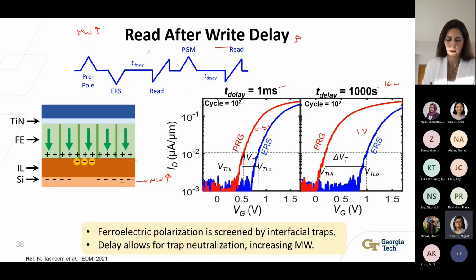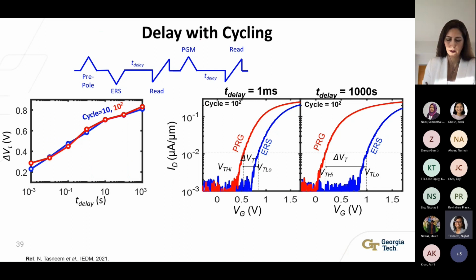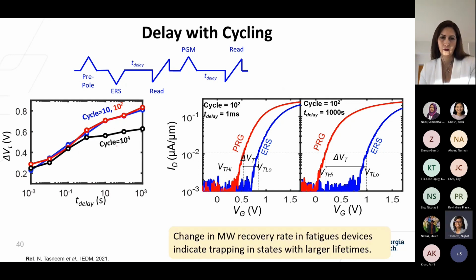So we tried to see how this read after write delay changes with fatigue cycling. This curve over here shows that up until 100 cycles, the rate at which the memory window increases with the read after write delay is almost constant. On the other hand, after 10 to the power 4 cycles, initially the memory window recovery rate is the same as before, but after around 1 second, this recovery rate significantly degrades.